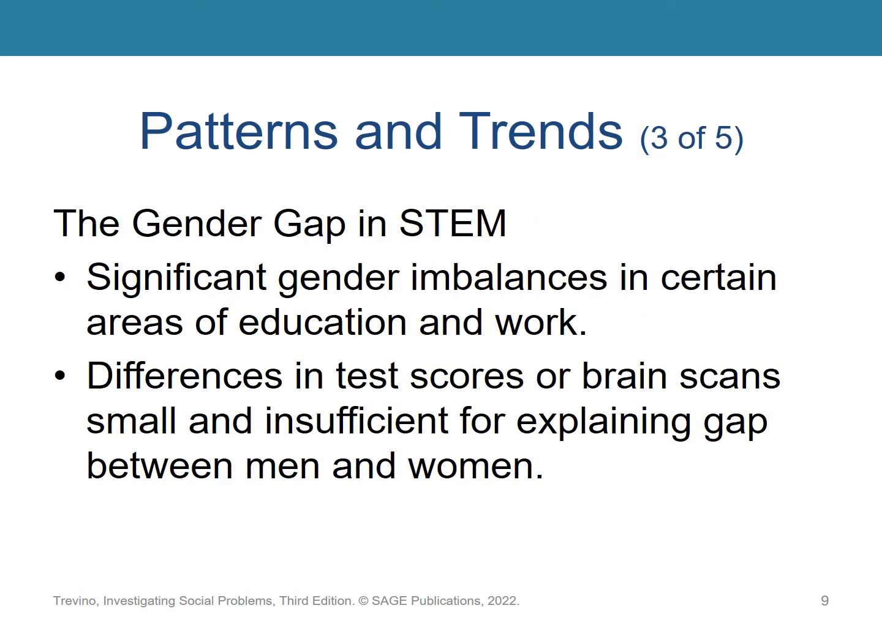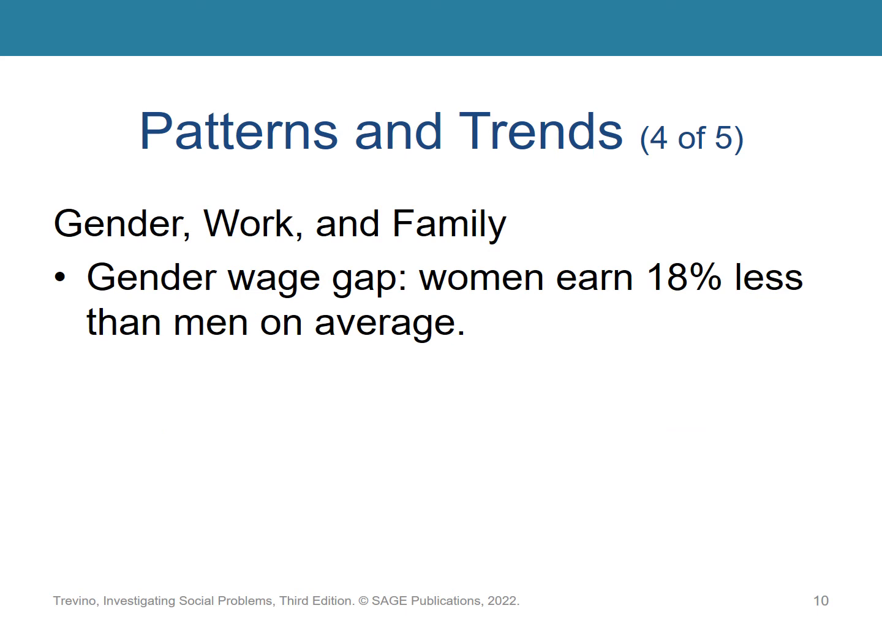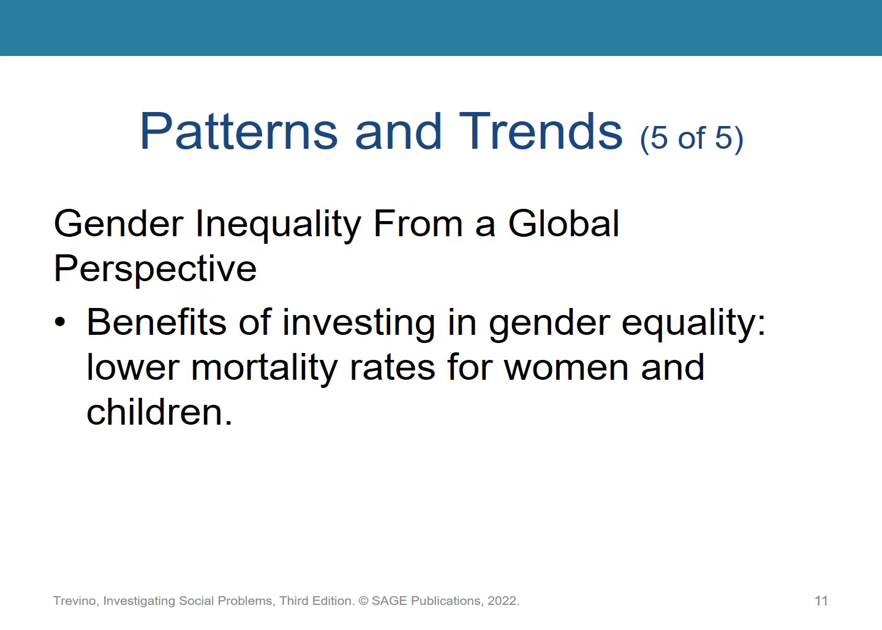The gender gap in STEM. So there are significant gender imbalances in certain areas of education and work. Differences in test scores or brain scans are small and insufficient for explaining the gap between men and women. Gender, work, and family. So we talk about the gender wage gap. Women earn 18% less than men on average. This is important to note and something we definitely need to work on as a society.